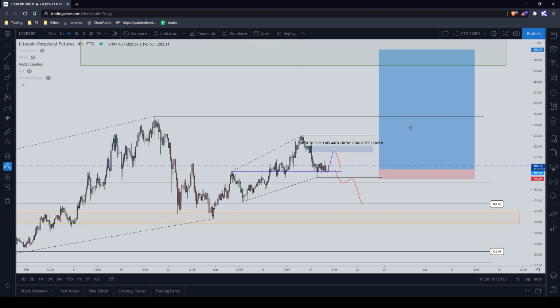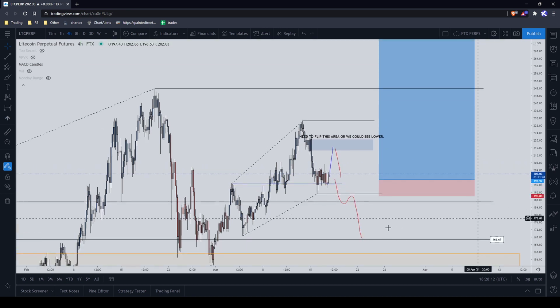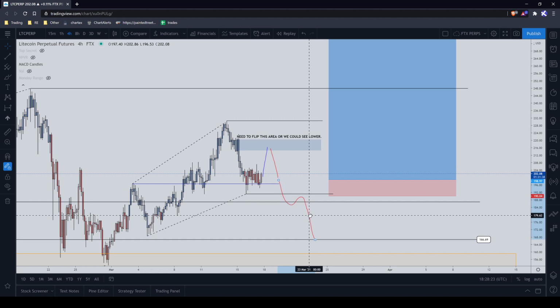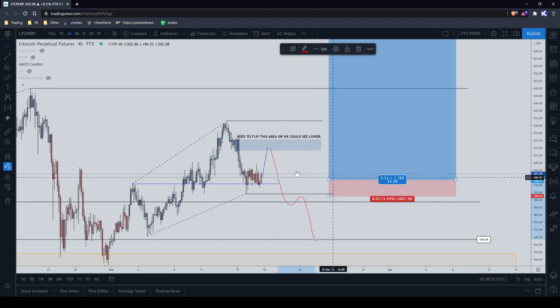If we go down to a 4-hour, we can see that that was a supply zone that led to this last move down. Now in the last video, I entered this trade on the video. That was the one that didn't have any audio though, so you couldn't hear me enter it anyway. But we're just a little bit higher. You can still take this setup.